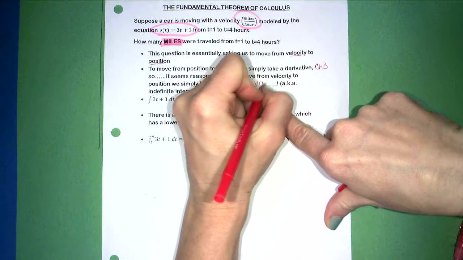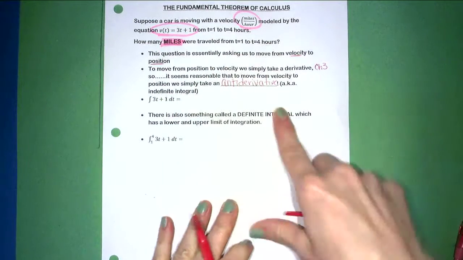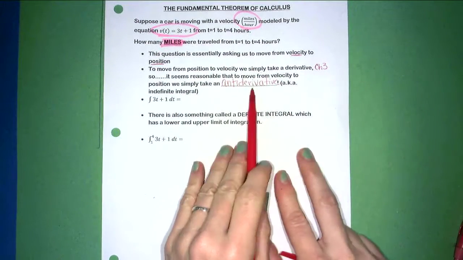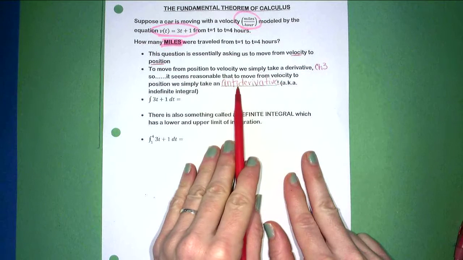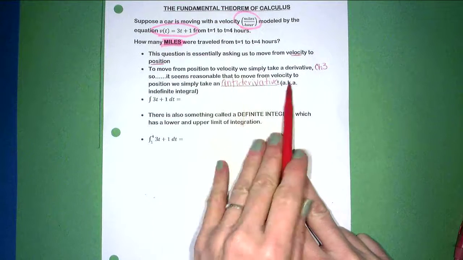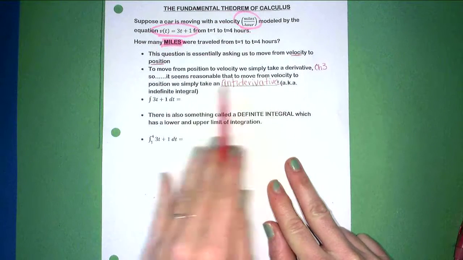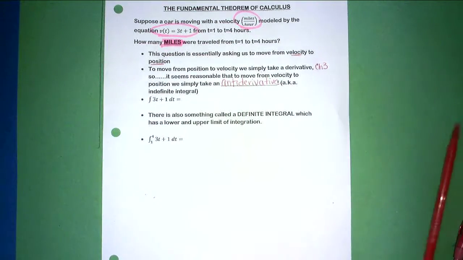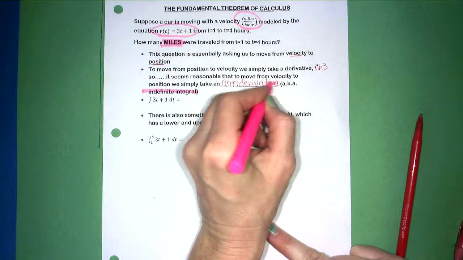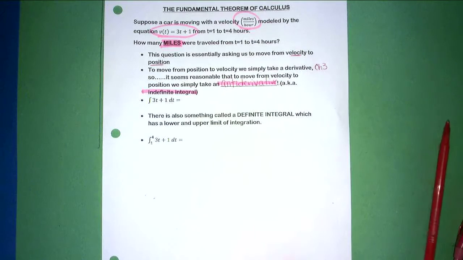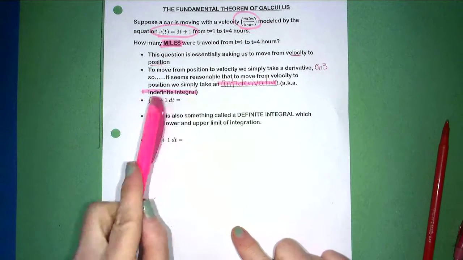And this is some new terminology coming at you. We've been using the word antiderivative throughout the chapter. There is another synonym for antiderivative. So antiderivative is also known as indefinite integral. So you just need to know that if I say indefinite integral, it means the same as antiderivative. Okay, so we're going to take an antiderivative like we learned in the very beginning of chapter 5.